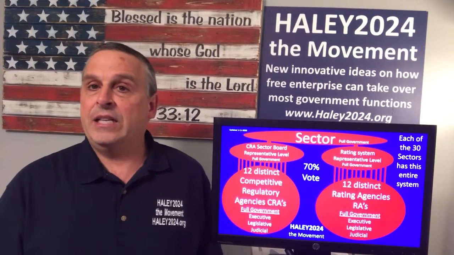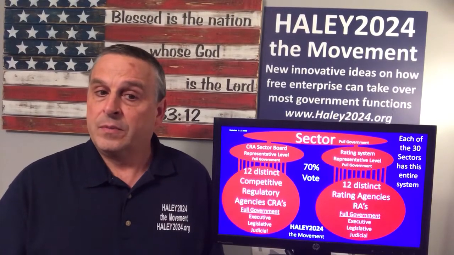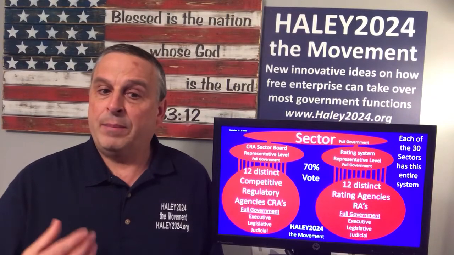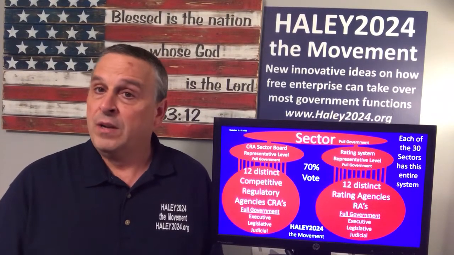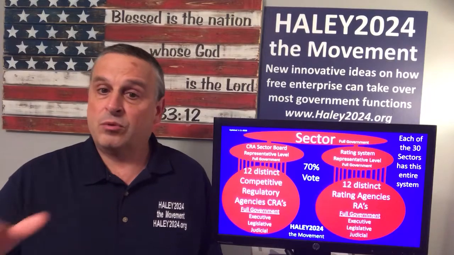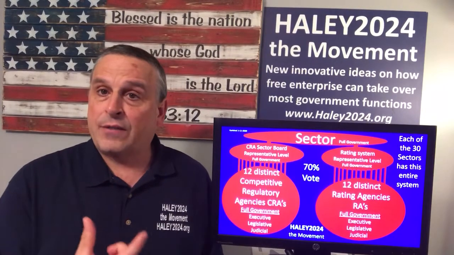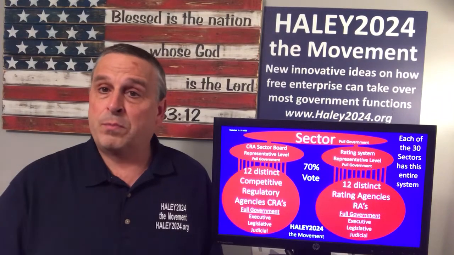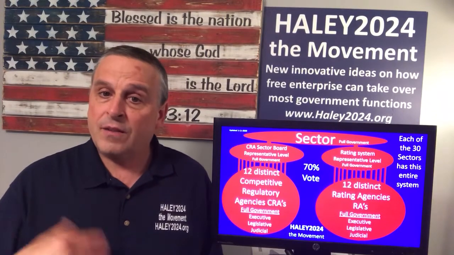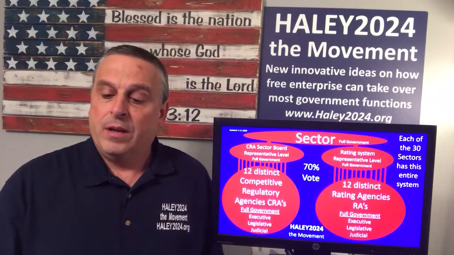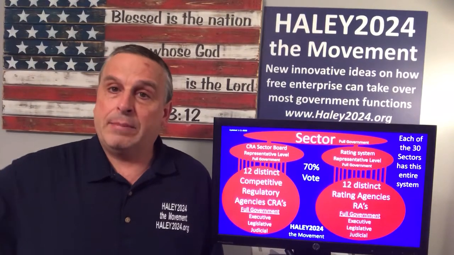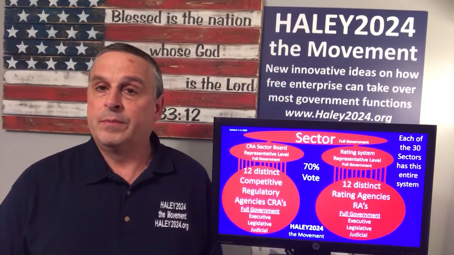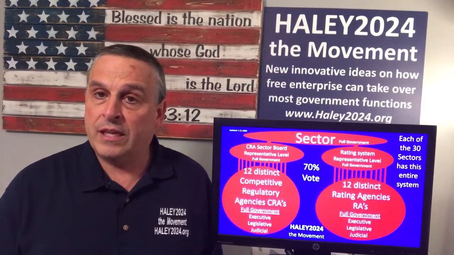On the CRA side, you have them regulating you. Now, each one of the CRAs are full governmental units. They have executive, legislative, and judicial power. At the representative sector board level and the rating system, that's a full governmental unit as well. Executive, legislative, and judicial. Parent sector board, same thing. Full governmental units. Okay, you pick, and your neighbor picks, guy down the street picks, everybody picks the CRA they want to join. Their CRA governs them.